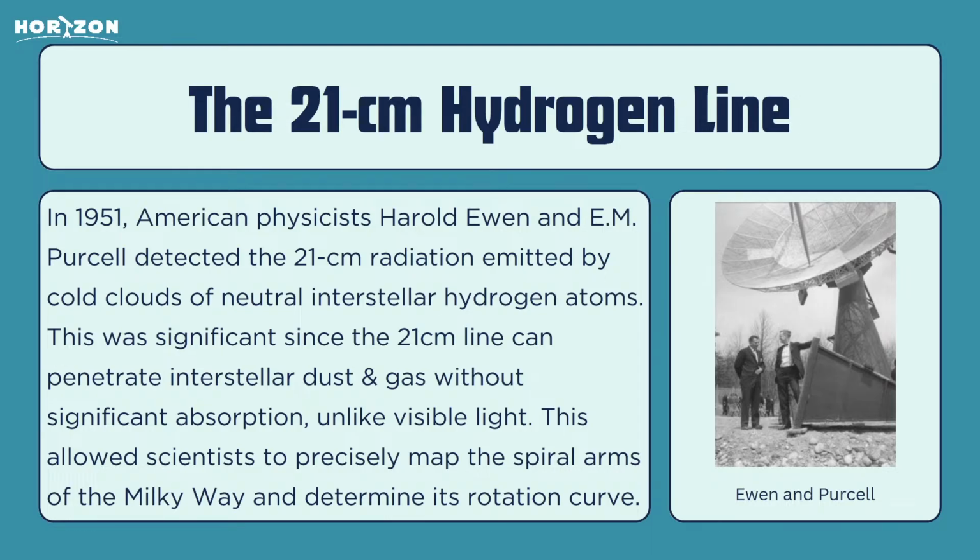And this was a significant breakthrough since the 21 centimeter line can penetrate interstellar dust and gas without significant absorption, unlike visible light. This allowed scientists to precisely map the spiral arms of the Milky Way and determine its rotation curve. It provided an understanding of galactic structure and dynamics that may not have been obtained through visible light.